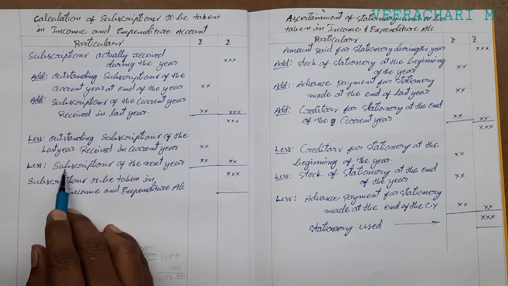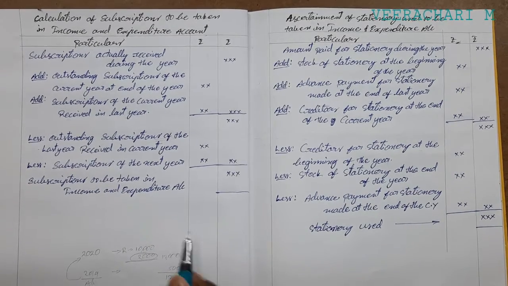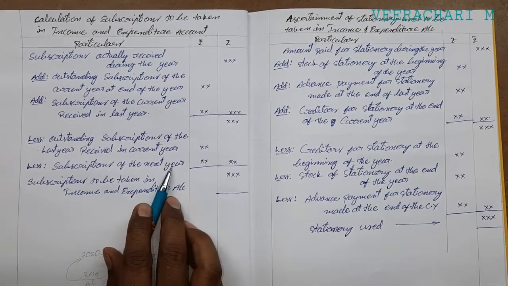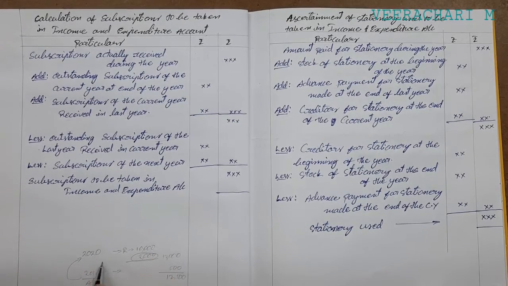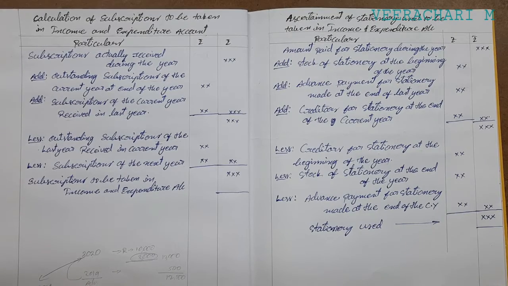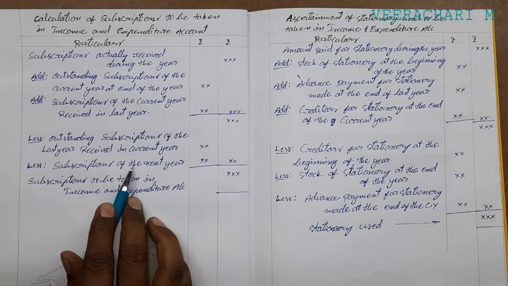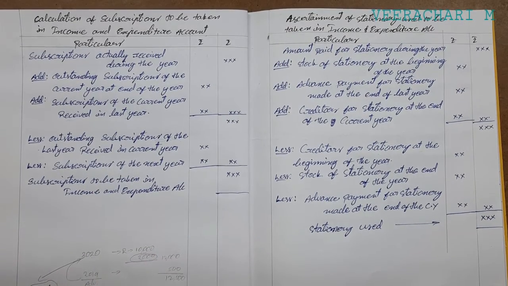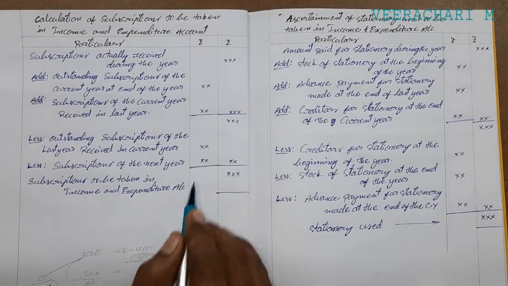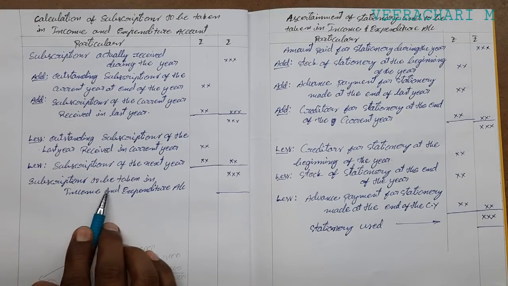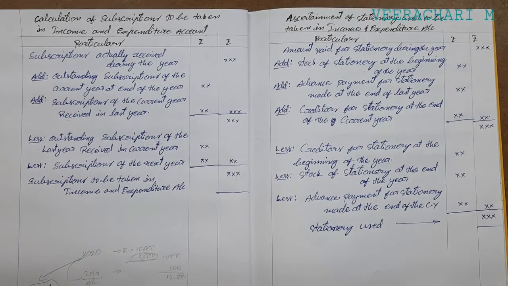Next one, subscriptions of the next year. Subscriptions of the next year means 2020-21 income received in 2020 itself. If it is received in the current year, it is still not related to current year income. You should deduct it from the current year receipts of subscriptions. So finally, after these four adjustments, you will get the subscriptions to be taken in the income and expenditure account.